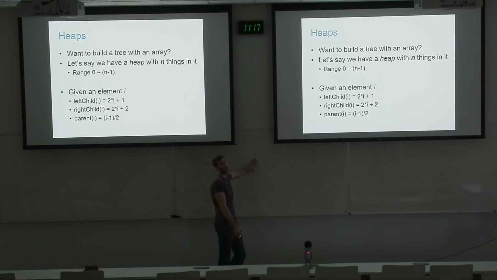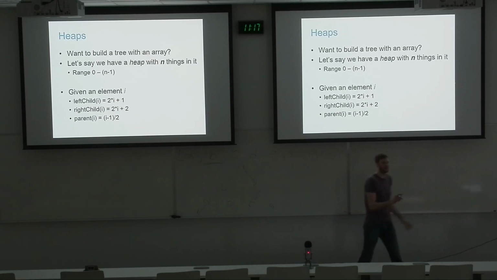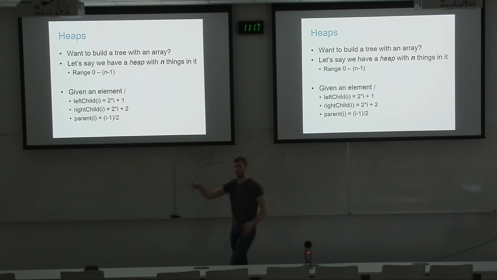3 minus 1 is 2, divided by 2 is 1. Well, D's parent must be 0, 1. That's B. Oh, look at that. It is. 0, 1. Let's say it's G. Well, that's 0, 1, 2, 3, 4, 5, 6. What's 6 minus 1? That's 5. 5 divided by 2 is 2.5, but of course we ignore the decimal, so it's 2. 0, 1, 2. See? Yep, look at that. We found its parent. Nice and easy.